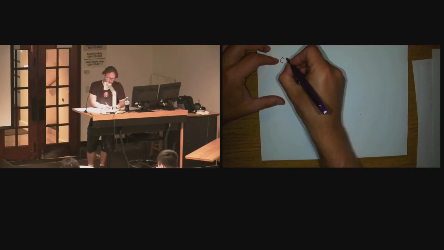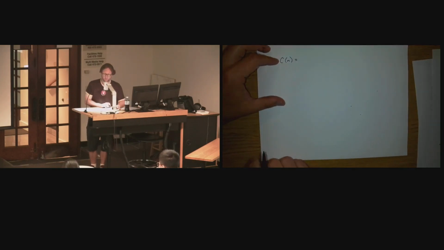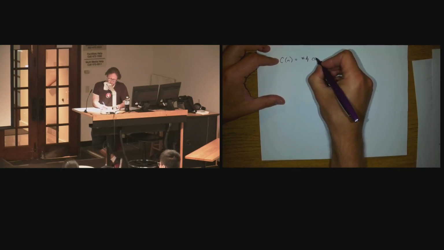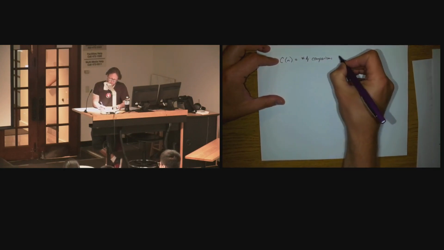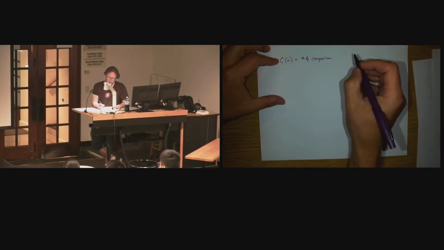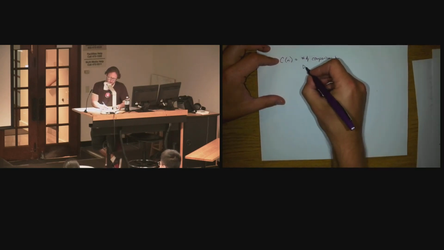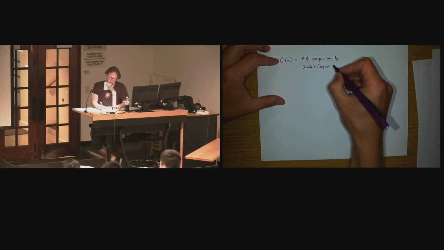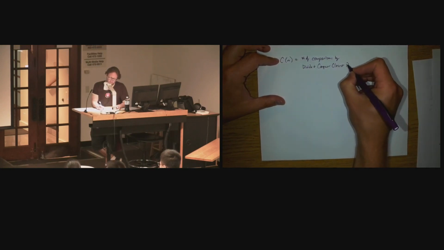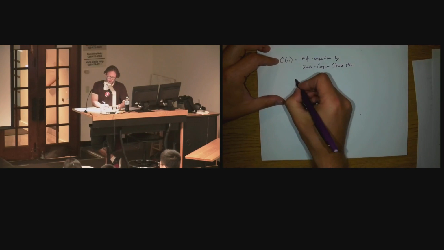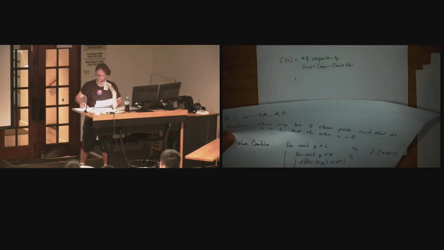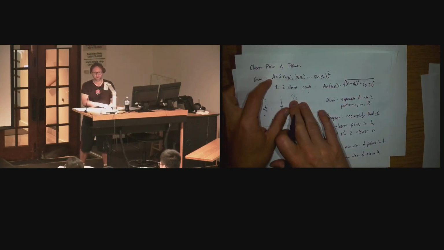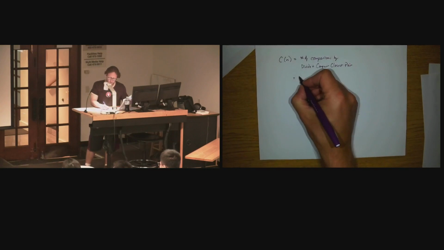Now, let's come up with a recurrence on this one. Let C sub n be the number of comparisons made by this algorithm, by divide and conquer closest pair. All right. Now, we cut it into 2 parts, so we're going to have to make 2 recursive calls. How many points are in each one of those recursive calls? N divided by 2. So already this is looking familiar.